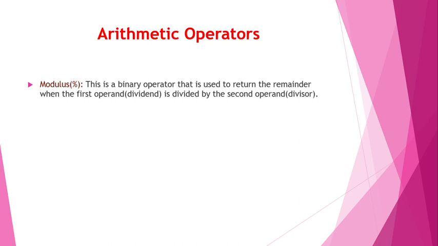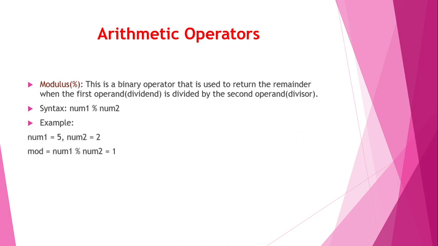But if we want a remainder, not the quotient, as my result, then what do we do? Then we use the modulus operator. This is a binary operator that is used to return the remainder when the first operand, that is the dividend, is divided by the second operand, that is the divisor. Syntax is num1 modulus num2. For example, num1 is equal to 5, num2 is equal to 2. When I divide, num1 modulus num2 is equal to 1, as it gives 1 as a remainder.